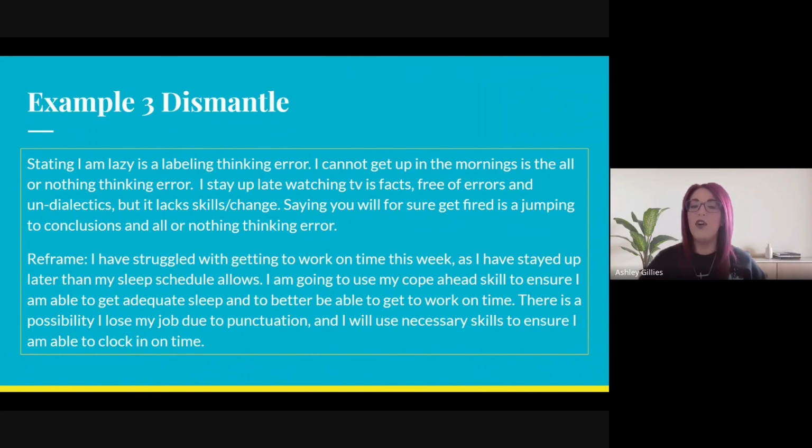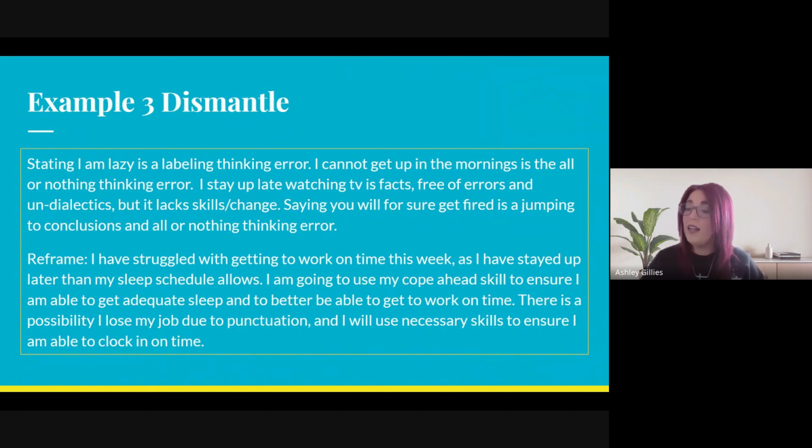Okay, saying you will for sure get fired is a jumping to conclusions and all or nothing thinking error. It's irrational. We don't have the evidence to support any of this. Okay, reframe: I have struggled with getting to work on time this week as I have stayed up later than my sleep schedule allows. I am going to use my cope ahead skill to ensure I am able to get adequate sleep and to better be able to get to work on time. There is a possibility I lose my job due to punctuality, and I will use the necessary skills to ensure I am able to clock in on time.